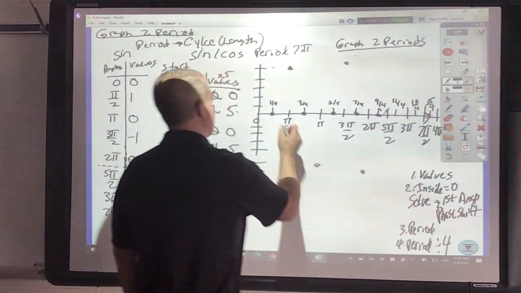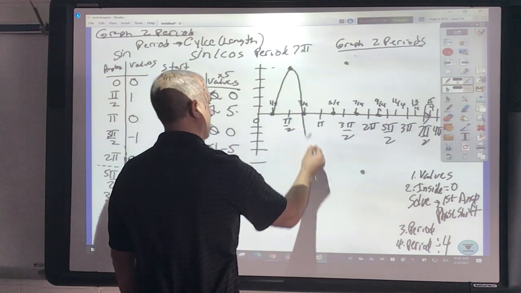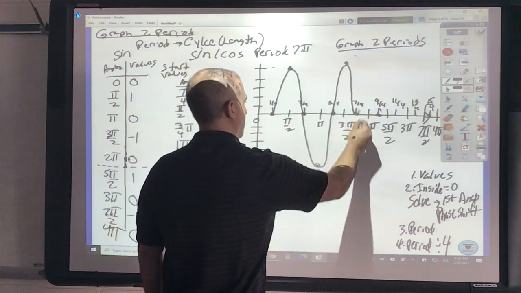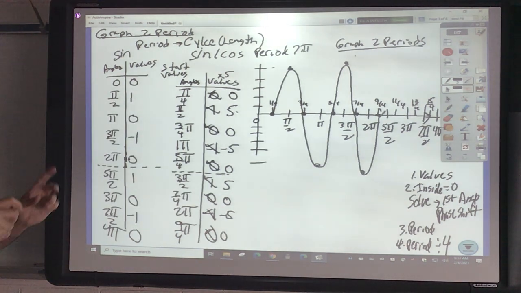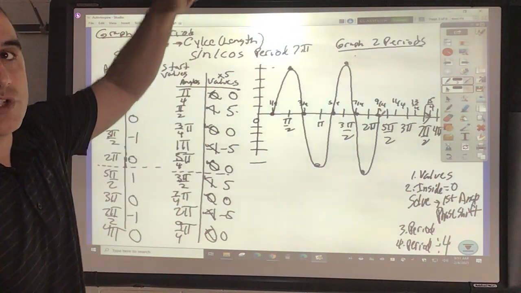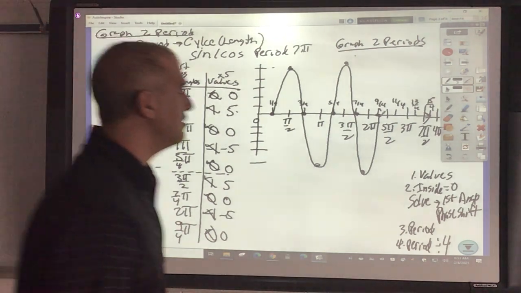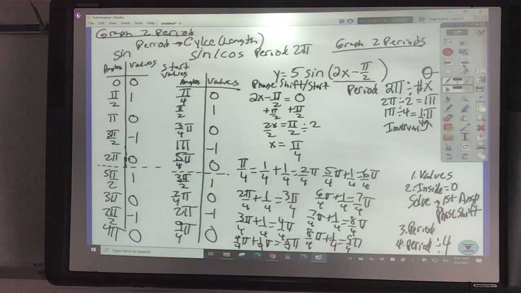So I actually didn't have to use all those. So here's what my graph looks like. Boom. The sine function. What's happened? It's shifted and it's been stretched. Okay. I would like to do the same thing with now a cosine example.